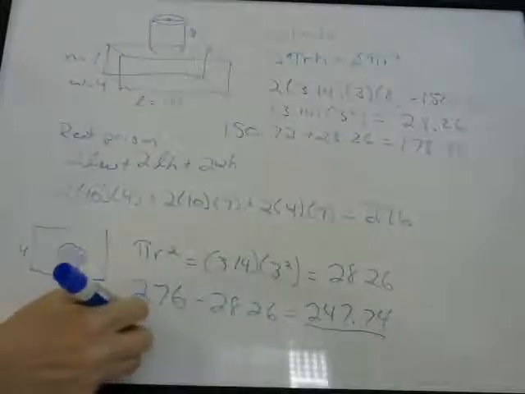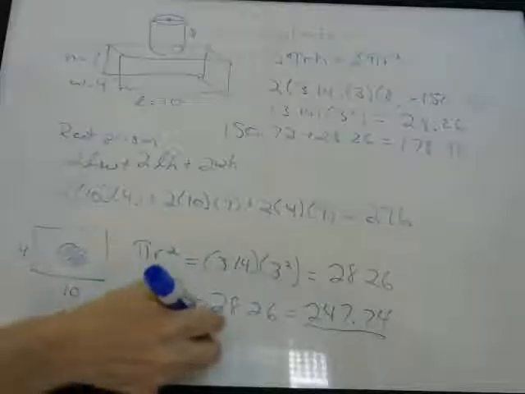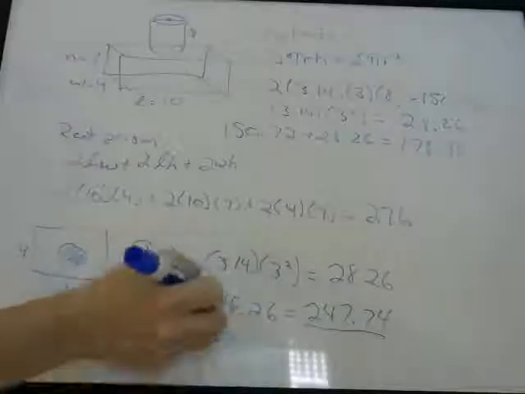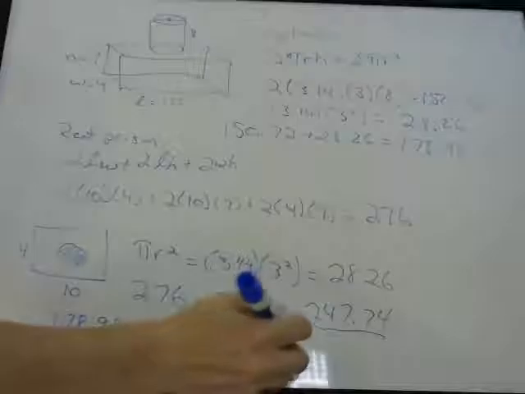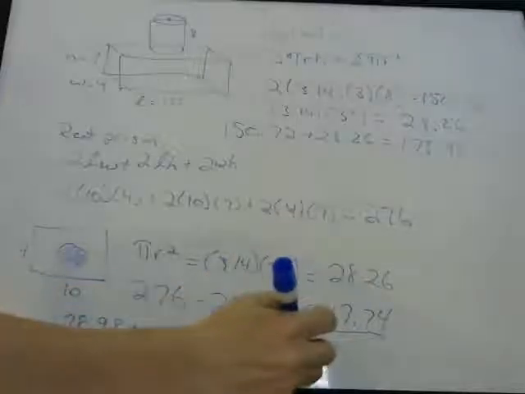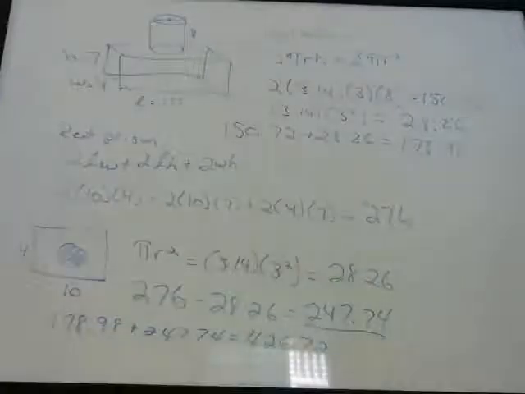178.98 plus 247.74, and the answer is 426.72. And then whatever units we're using, if they're meters, it's meters squared, feet, feet squared, etc. So that's how you do composite figures.